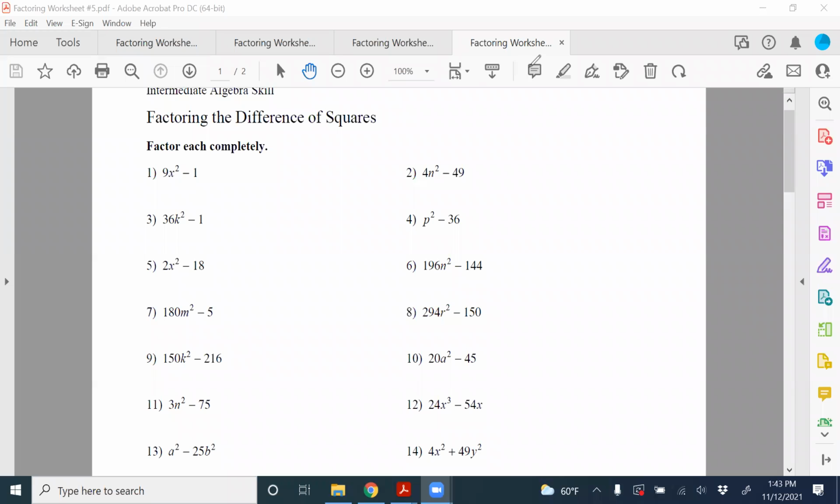Here's a video on factoring worksheet number 5. This is on factoring the difference of squares. Generally speaking, when you have two terms that are perfect squares, like a squared minus b squared, you could actually factor it like this.